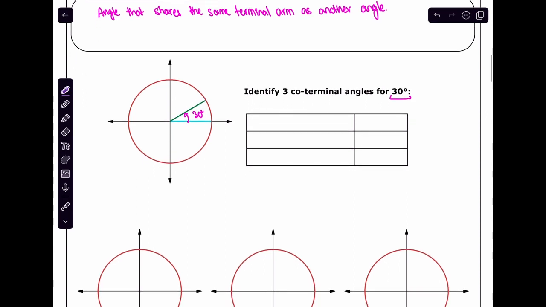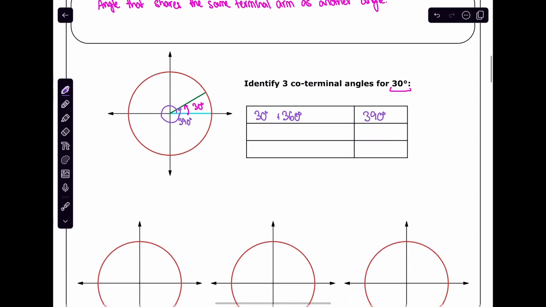So in order to do that, really easily, we can just add 360 degrees, a full rotation around the axes, the circle. So that gives us 390 degrees, and that's our first coterminal angle, connecting all the way and touching the same terminal arm.